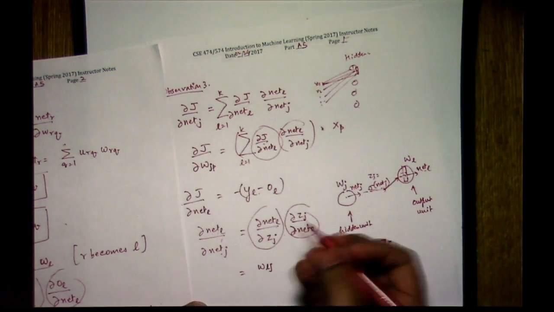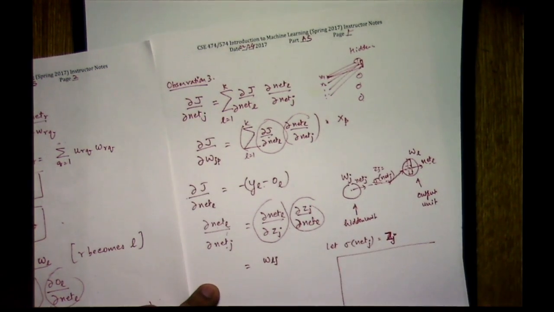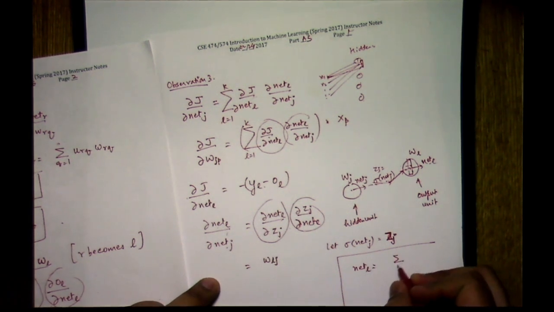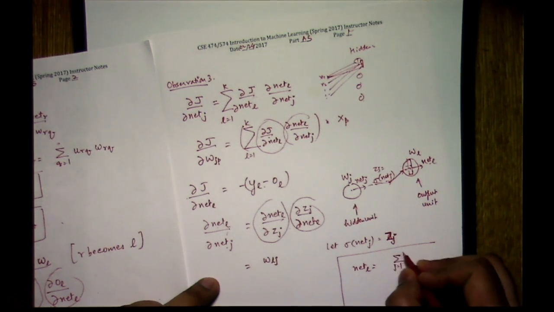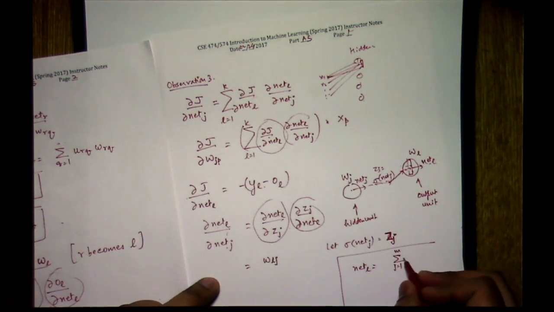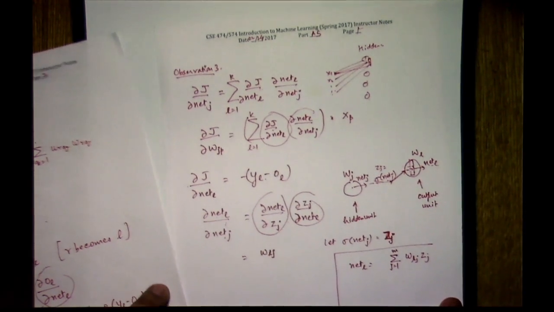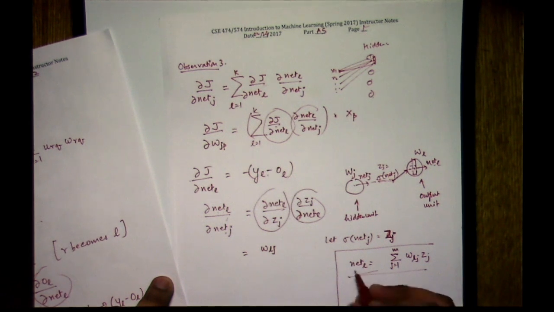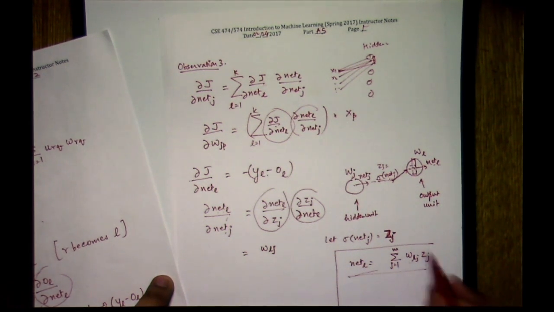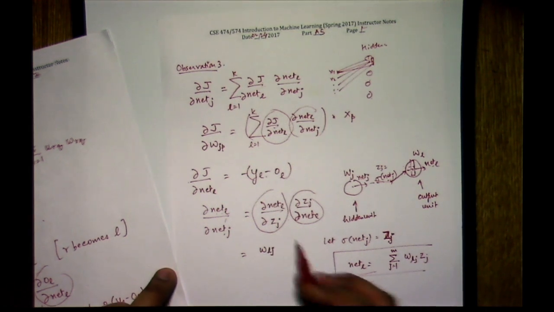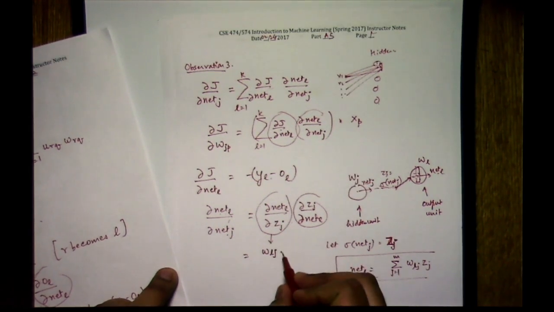In fact, let's do that. Remember that net of L is nothing but the summation over j equal to 1 through whatever number of hidden units we have, let's say m, of W_Lj times zj. So whatever is coming inside, we are just adding it up. When I compute the partial derivative of this with respect to zj, only one term will survive, and only this one will be left there. That is this, and this is easy.